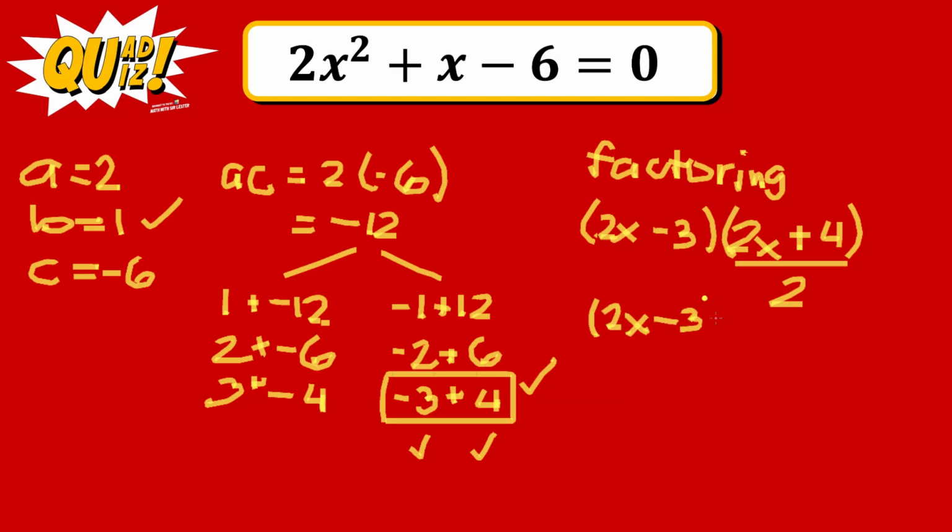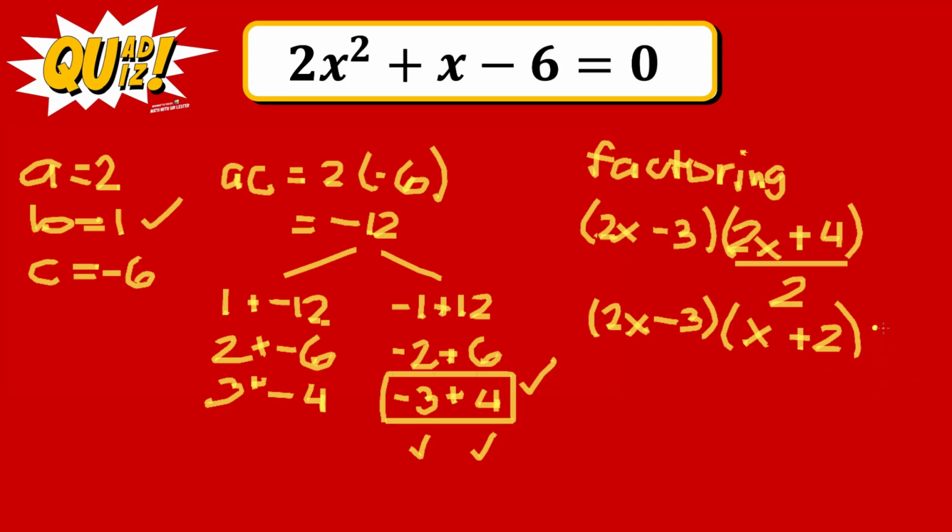This first binomial, of course, the greatest common factor of 2 and 3 is 1, so we don't need to divide by 1. So let's have it here like this. 2x divided by 2 is simply x, and 4 divided by 2 is 2. Now, if we're going to check, 2x times x is 2x squared. That's negative 3x. That's 4x. So negative 3x plus 4x, positive x, you achieve b. And of course, for your last, negative 3 times 2 is negative 6.